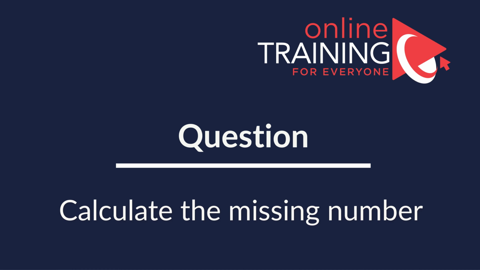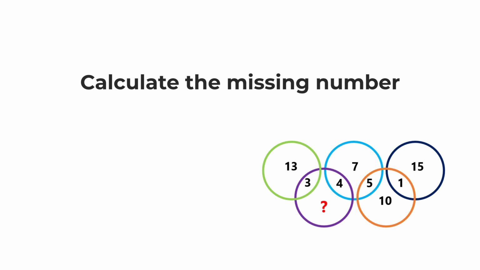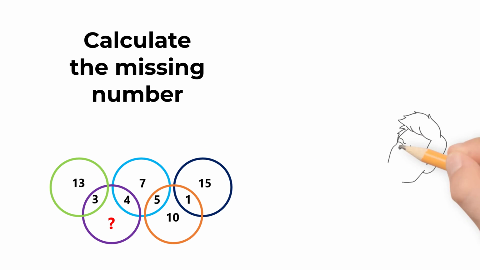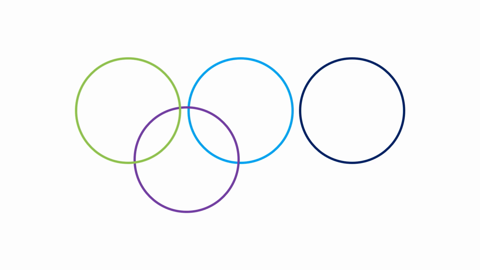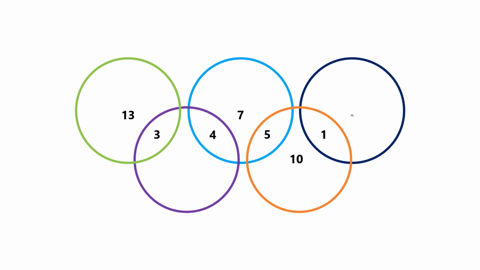This is one of my favorite questions because it is very frequently used in the test. You're presented with 5 crossing circles. All circles are of different colors. There are numbers inside the circles, as well as numbers on the intersections of the circles. In this particular case, the numbers that you see on the screen are 13, 3, 4, 7, 5, 10, 1, and 15. There's also one number missing, which is highlighted with the question mark.